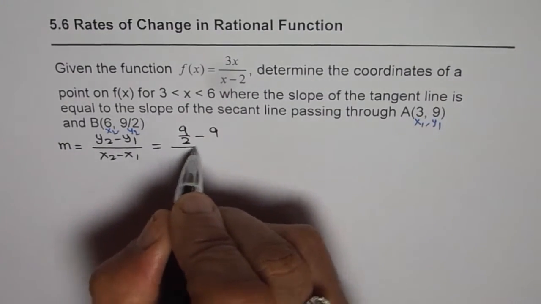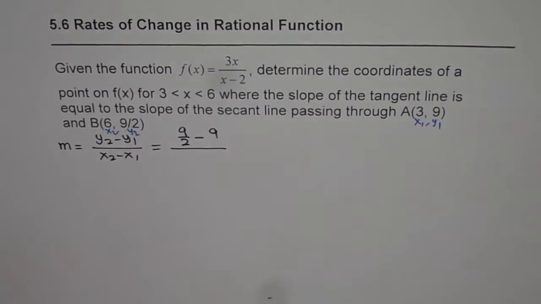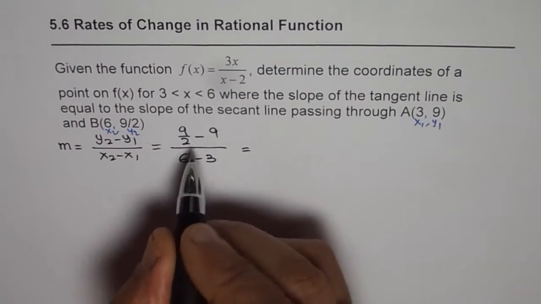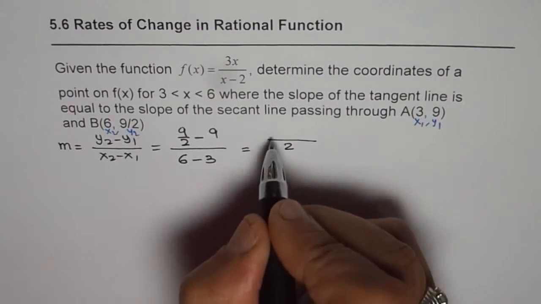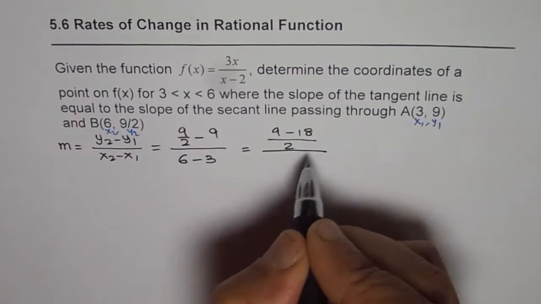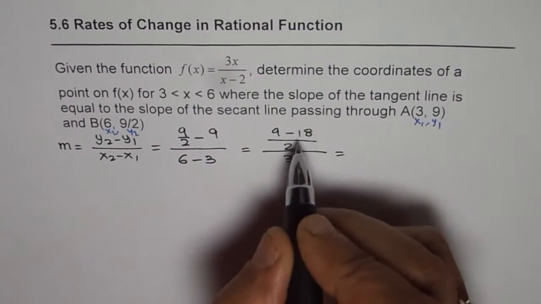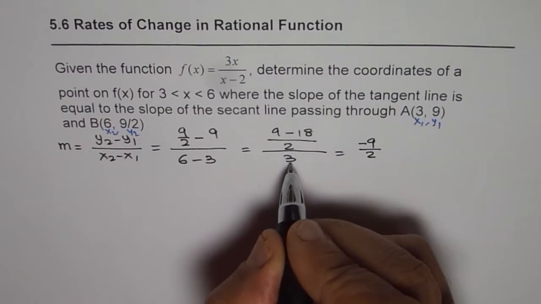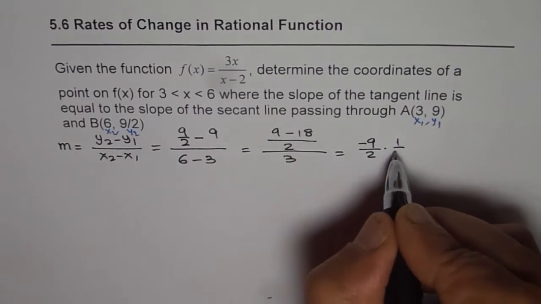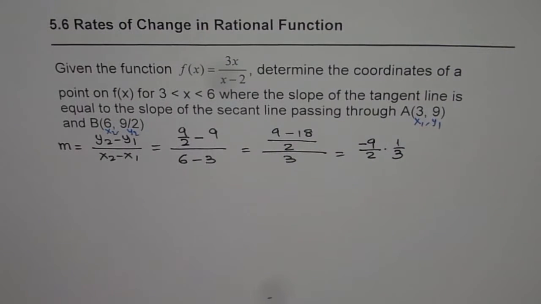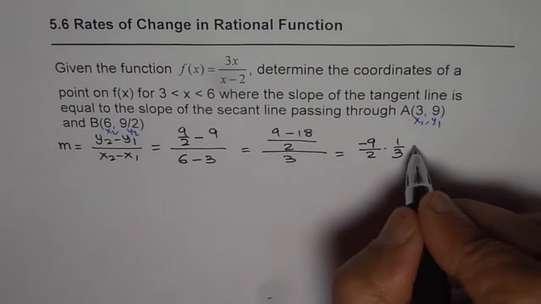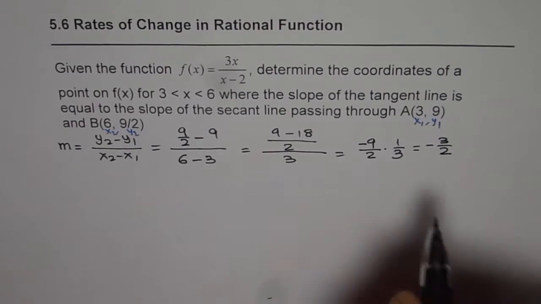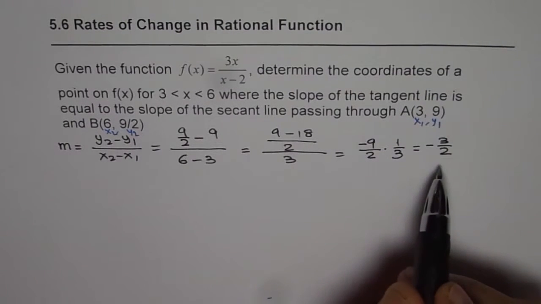I'm squeezing in things here since I have very limited space to work with. And the x values difference is 6 minus 3, right? So let's do this fraction part. We'll take 2 common and we get 9 minus 18 divided by 3. Now 9 minus 18 is minus 9. So we get minus 9 over 2 divided by 3. So I could write this as times 1 over 3, correct? Divided by 3 is times 1 over 3. Now that could be simplified. 3 goes 3 times into 9, giving minus 3 over 2. So the secant slope is minus 3 over 2.